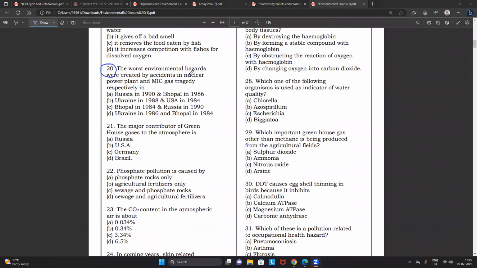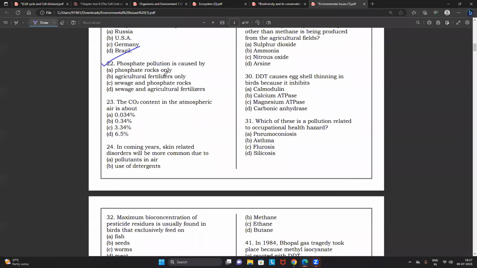What is the question? The worst environmental hazards were created by accident in the nuclear power plant and MIC gas tragedy respectively in. See, one is Bhopal. Bhopal only we can call the MIC tragedy. All the students remember the Ukraine tragedy we can call the Chernobyl tragedy. I want you people to remember this. Chernobyl tragedy in the Ukraine and the Bhopal gas tragedy in India. These two are said to be the worst environmental hazards. Everyone remember this. The answer will be D. No need to get confused with that point. Next, question number 22.